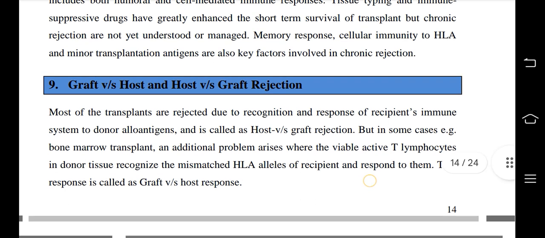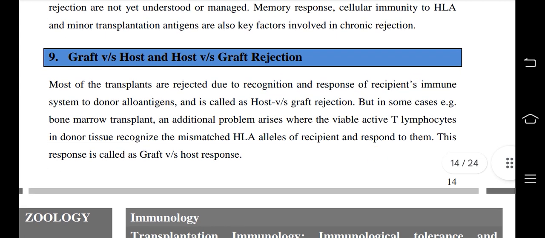Graft versus host and host versus graft rejection. Most of the transplants are rejected due to recognition and a response of the recipient's immune system to donor alloantigens, and this is called host versus graft rejection. But in some cases, like bone marrow transplant, an additional problem arises where the viable active T lymphocytes in donor tissue recognize the mismatched HLA alleles of the recipient and respond to them. This response is called the graft versus host response.